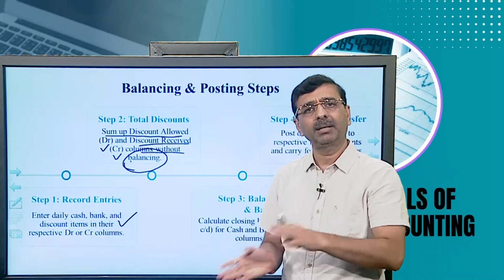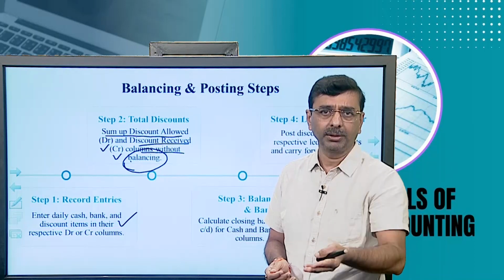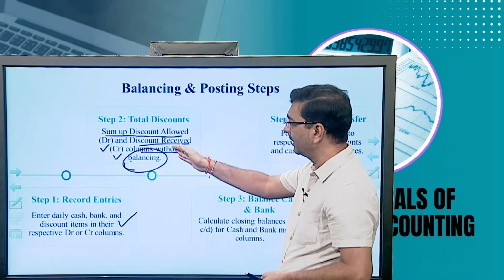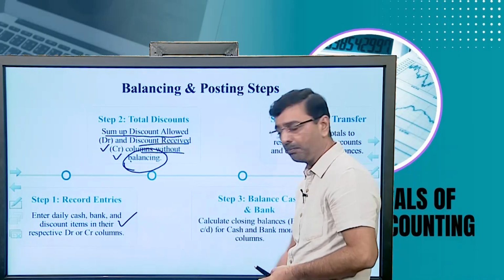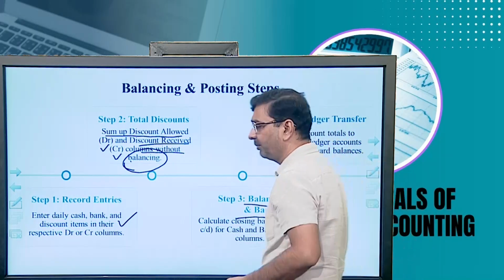Both will be separately transferred into the ledger account, and we will find out how much total discount allowed there was during the year and how much discount received in the year. So that is why we do not find the balancing in the discount column. We find the balancing only for cash and bank, and it will be carried forward. The balance of cash and bank is what we will actually find out.